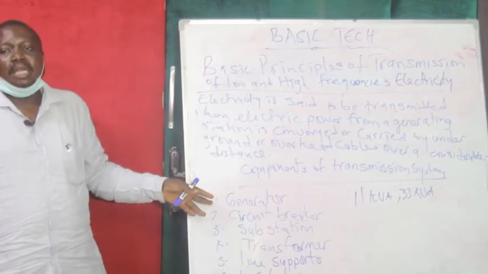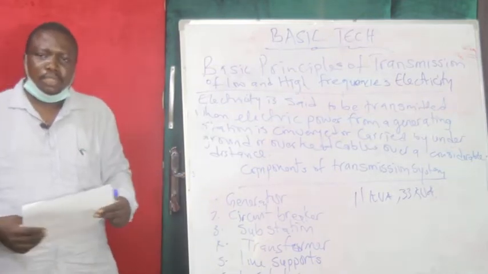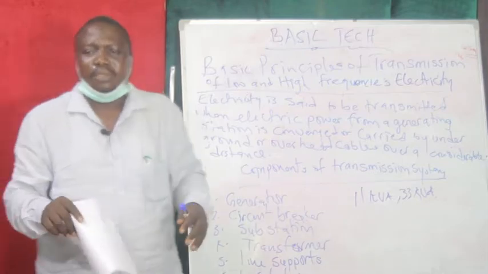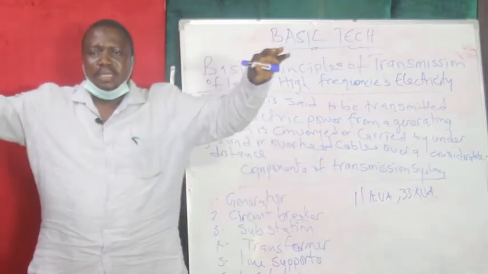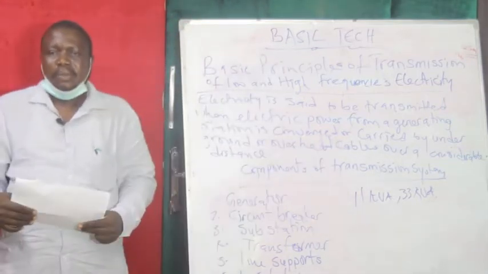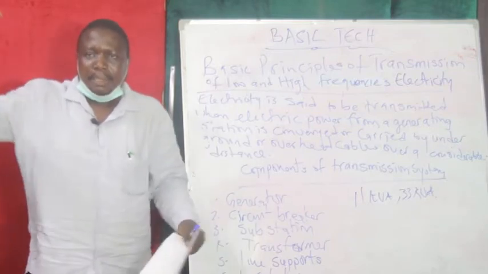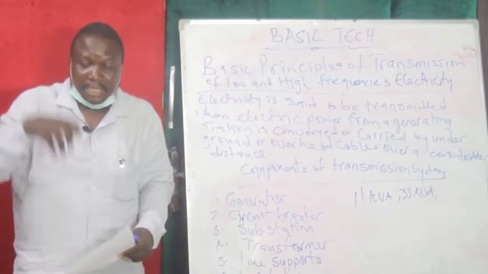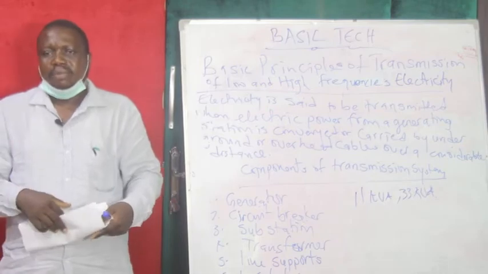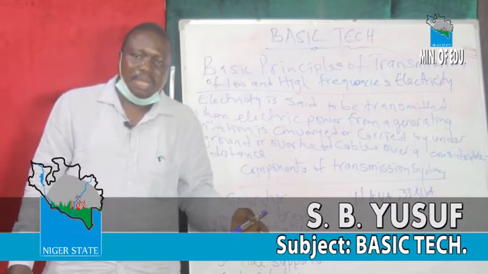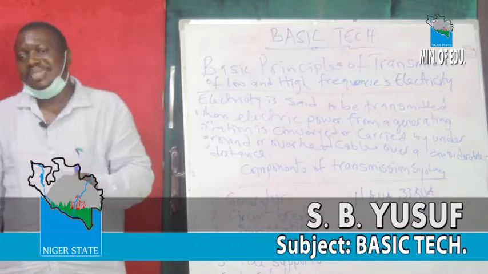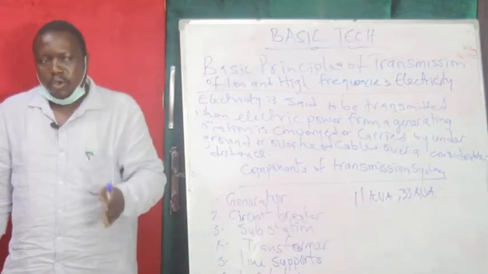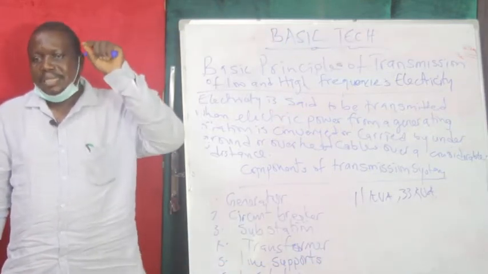It is from the circuit breaker you go to the substation. What is a substation? A substation is a combination of so many power transformers where they retain this high voltage that is coming from the generating plant. We have a primary substation, we have a secondary substation. What determines whether it's primary or secondary is the amount of voltage that is going there.